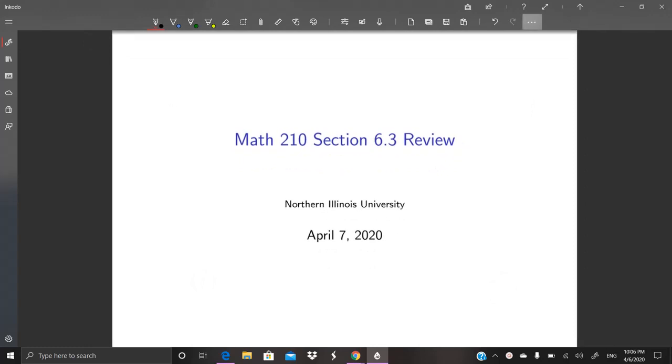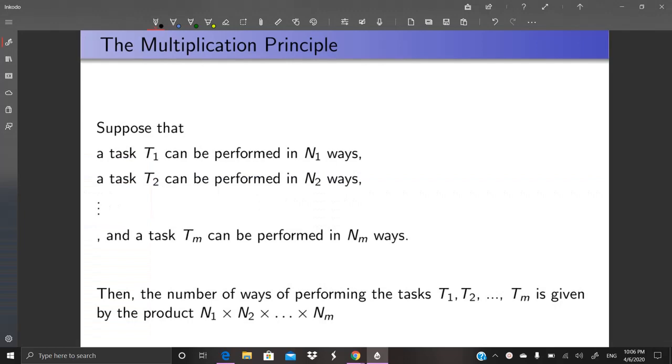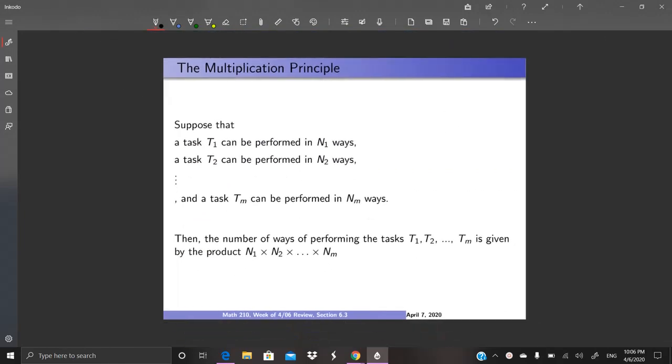Alright, let's get started. The first slide here is about the multiplication principle. It's the idea that if you have a given number of tasks, in our case M tasks, T1 is the first one, T2 is the second task, T3 is the third task, Tm is the Mth task, and so on and so forth.